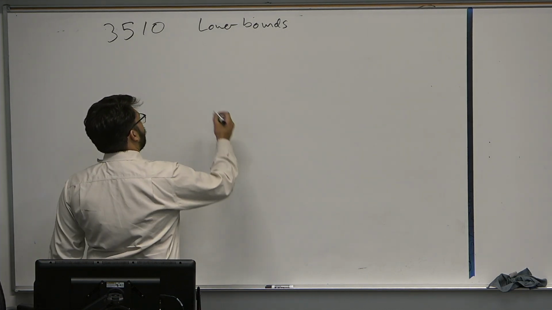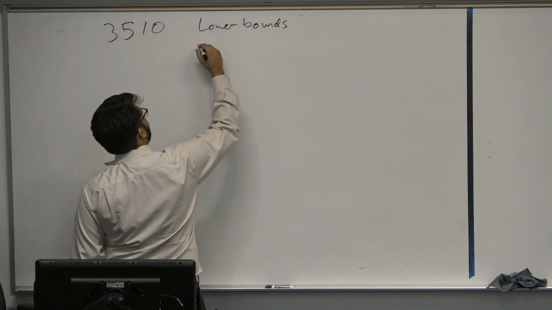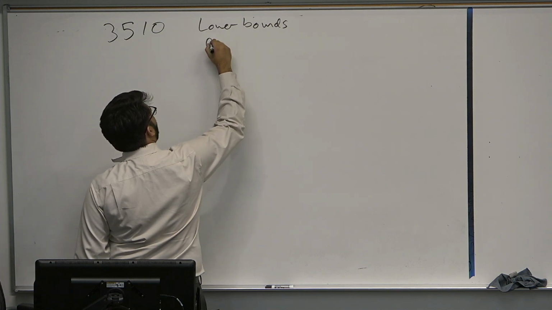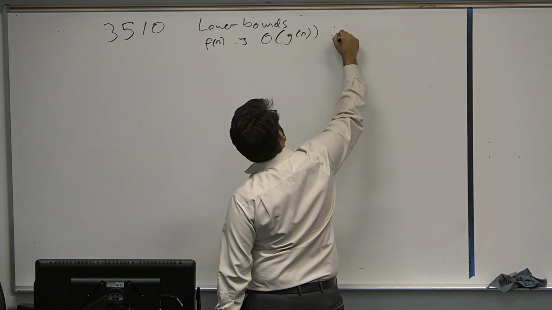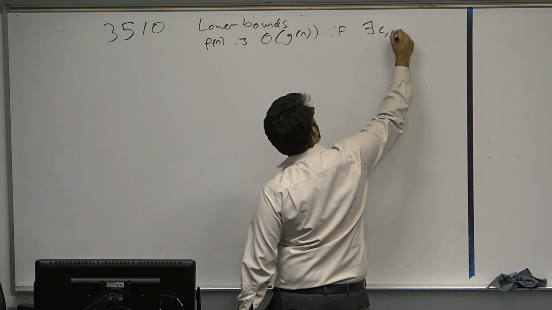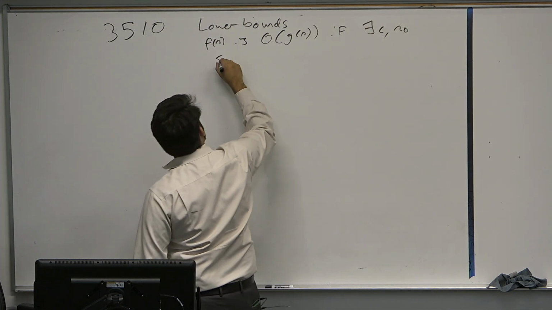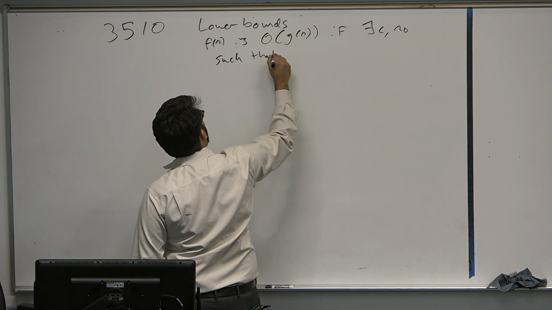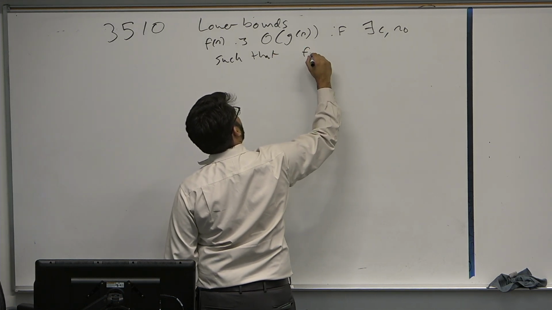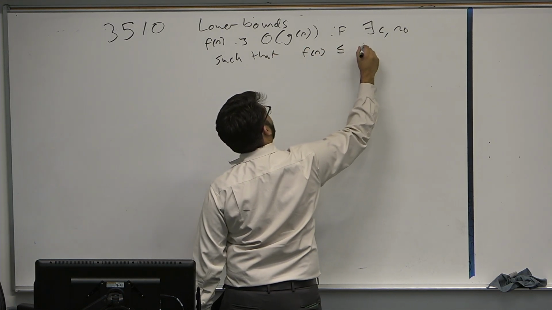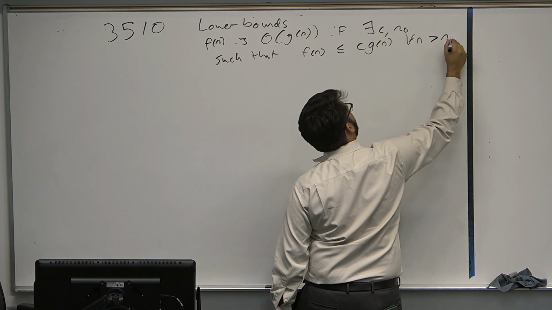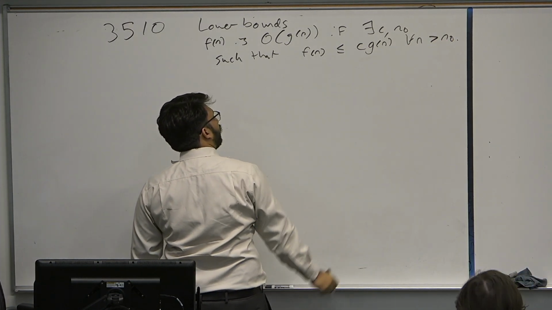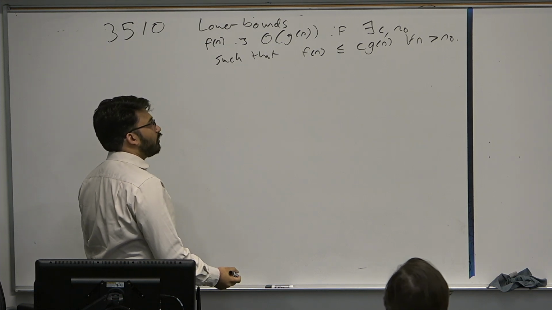In big O we say f of n is O of g of n if there exist constants c and n naught such that f of n is less than or equal to c times g of n for all n greater than n naught. So eventually some constant multiplied by g will overtake f.